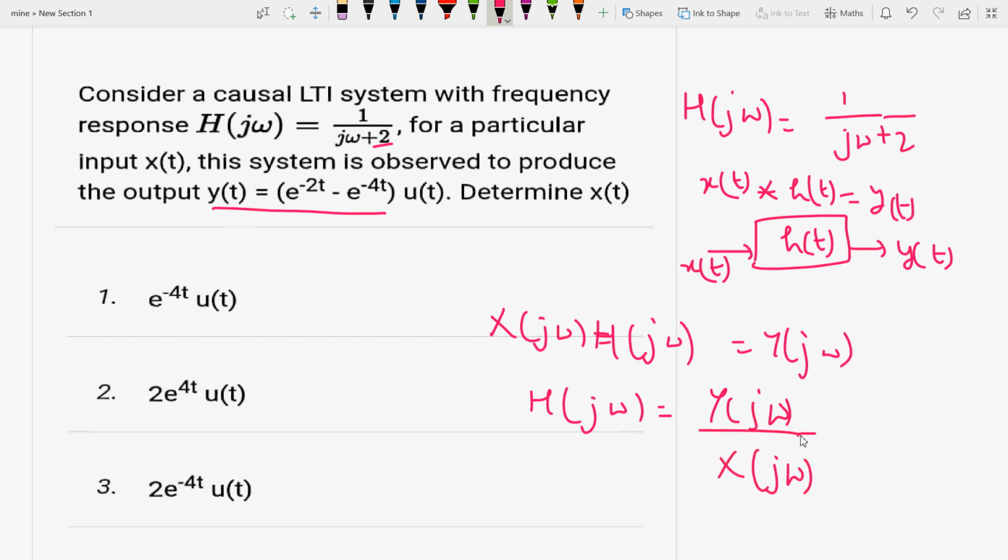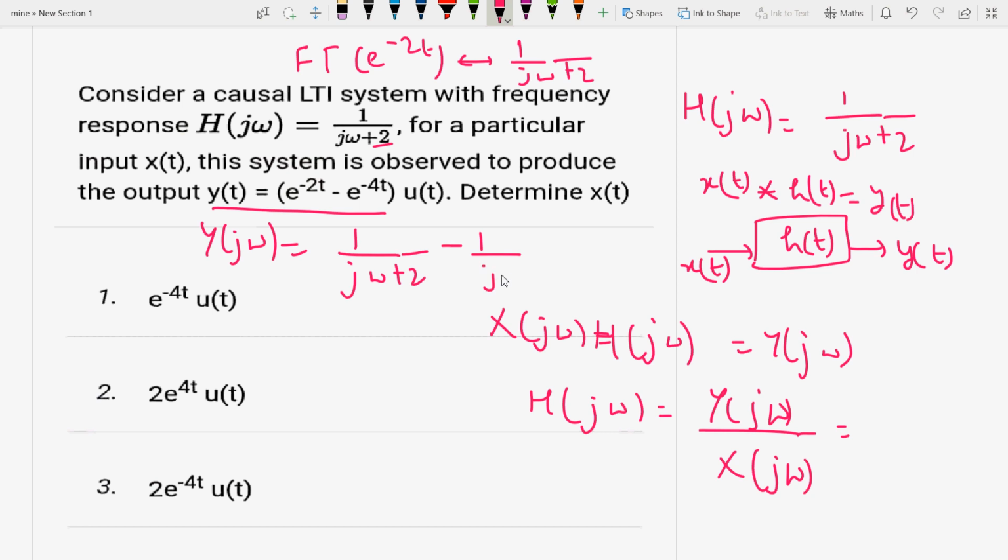Now Y(jω), can you take the Fourier transform of this function? Yeah, Y(jω) is equal to, you know that Fourier transform of e^(-2t) is equal to what? 1/(jω+2). Just go through your books and revise it. So it will be equal to 1/(jω+2) and this is 1/(jω), this is minus 4, so this is jω+4, right?